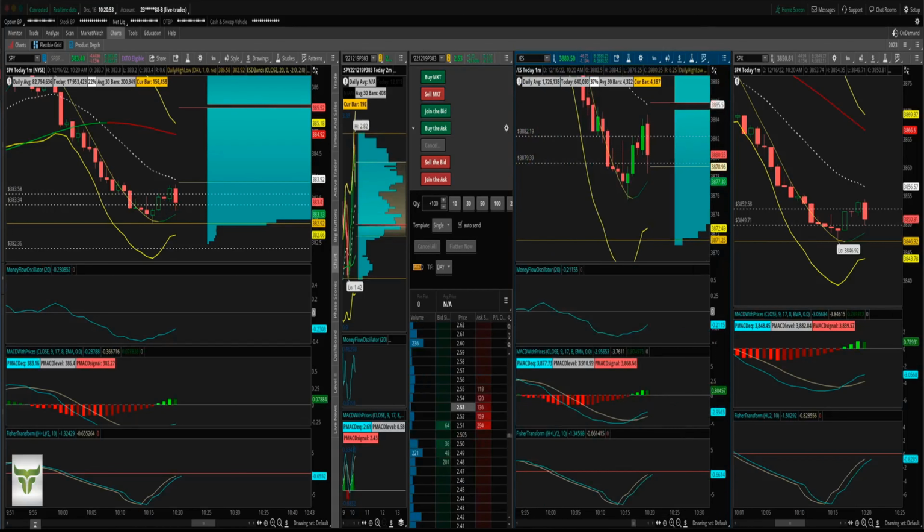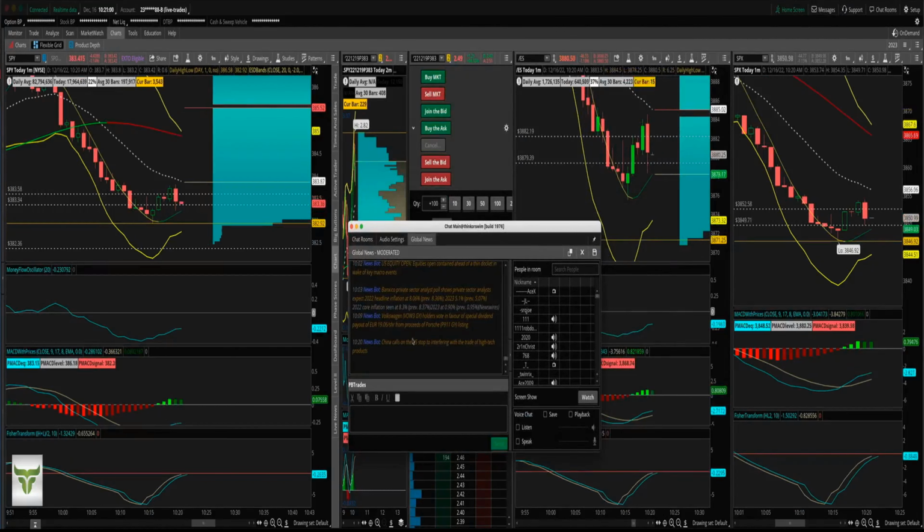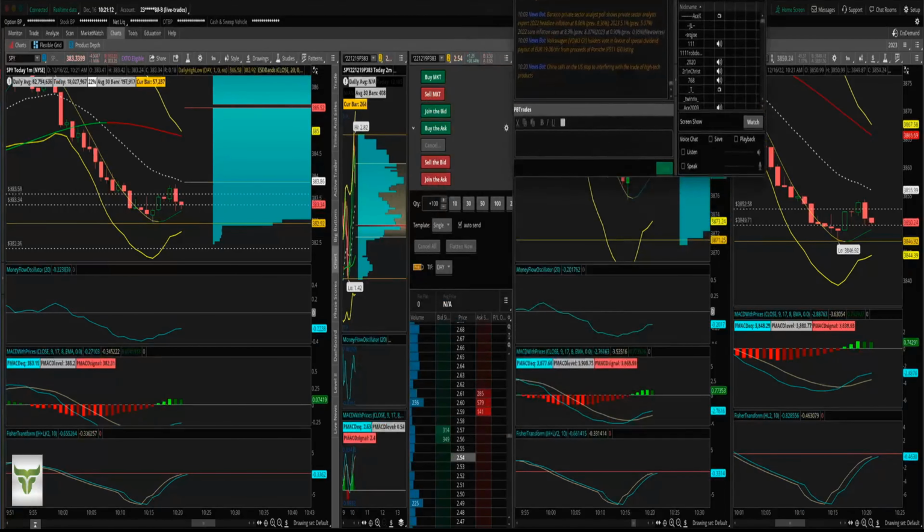All right, what's the news coming out here? You see this big candle starting to move right here. This big candle starting to form. What's the news? 10:20. Where are we at now? 10:21. China calls on U.S. to stop interfering with the trade of high-tech products. There we go. Some global news happening right now.